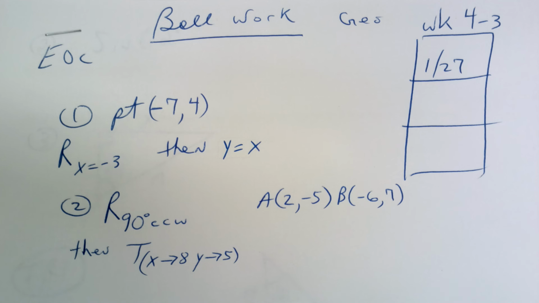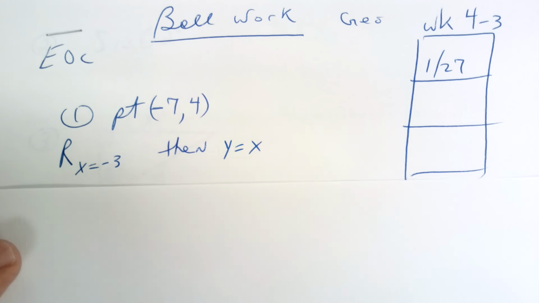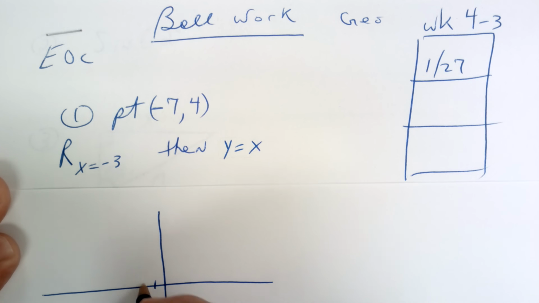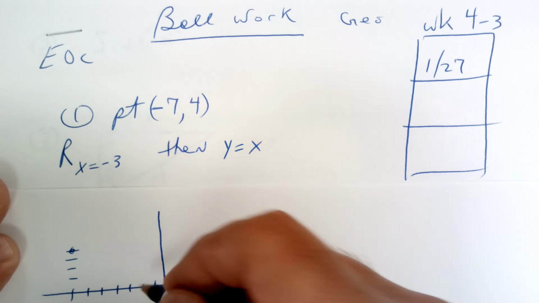Hello and good morning. You're going to have to know how to do these problems right here, and let's take a look at them. All right, so first of all, I would graph this point, and then go up 4. X equals -3 is right here.